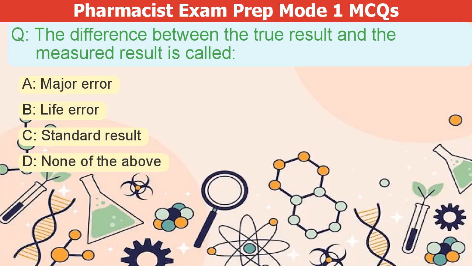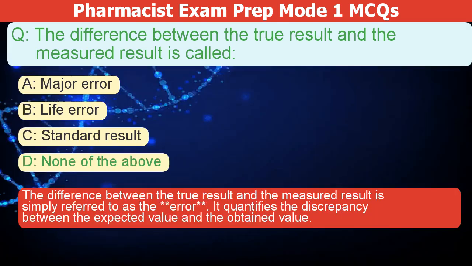The difference between the true result and the measured result is called A. Major error, B. Life error, C. Standard result, D. None of the above. The correct answer is D. The difference between the true result and the measured result is simply referred to as the error. It quantifies the discrepancy between the expected value and the obtained value.